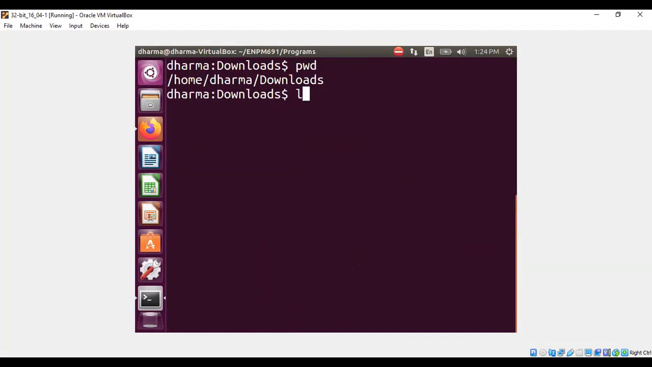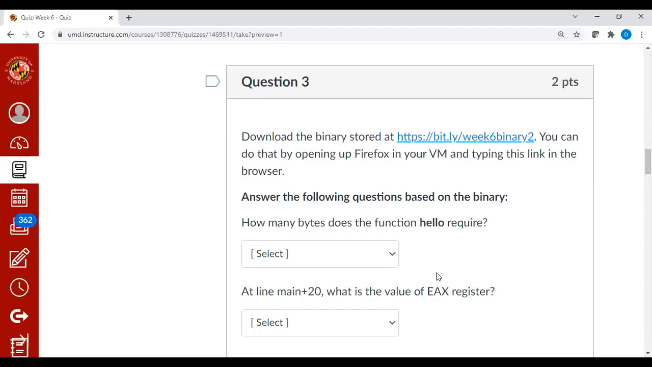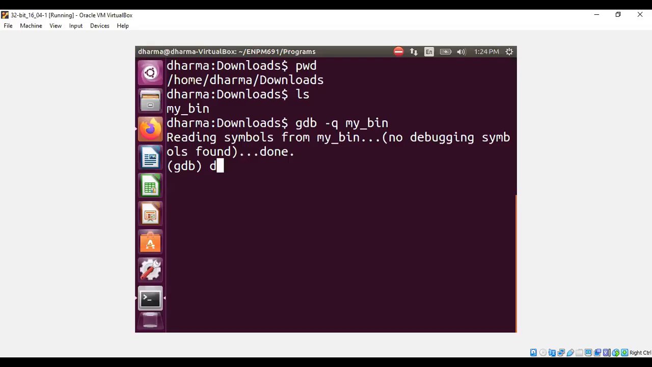So all I have to do is look at my downloads folder. If you look at the downloads folder, I have my binary, and now I can just load it into GDB and answer the questions they're asking. Let's look at the first question. The first question is: how many bytes does the function hello require? Okay, let's look at it very quickly. I'm also going to answer: at line main plus 20, what is the value of EAX? So these two questions. That's easy. Disassemble hello.